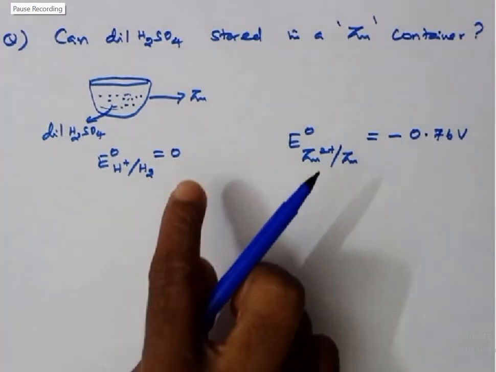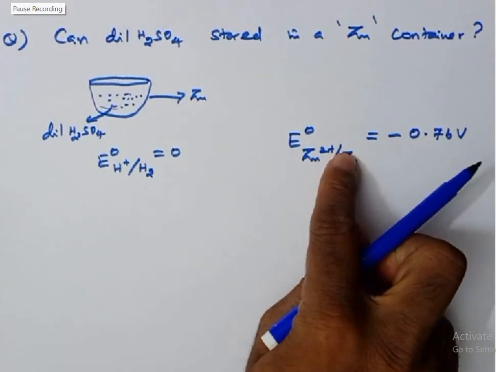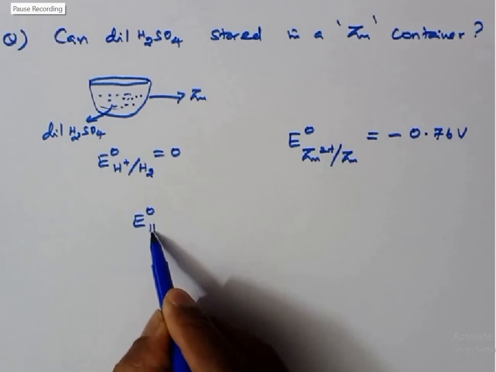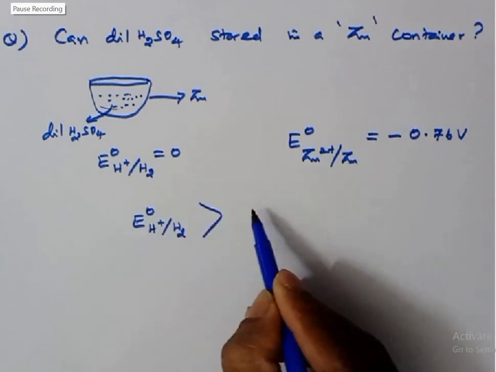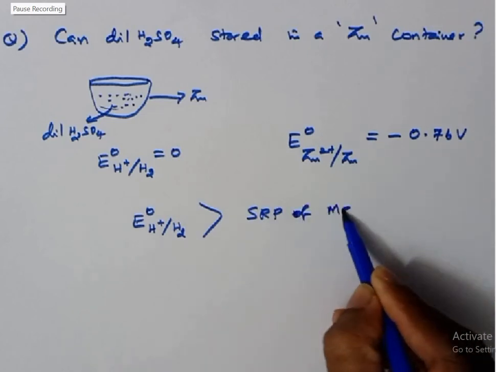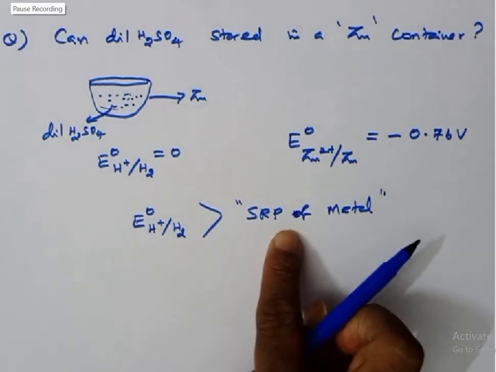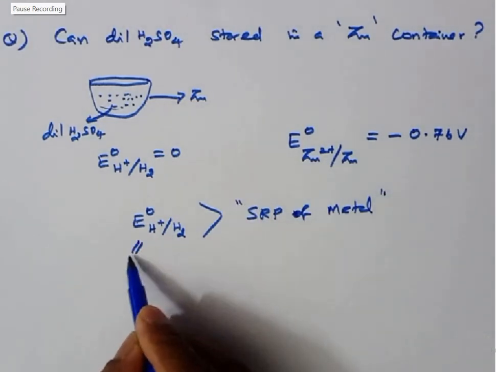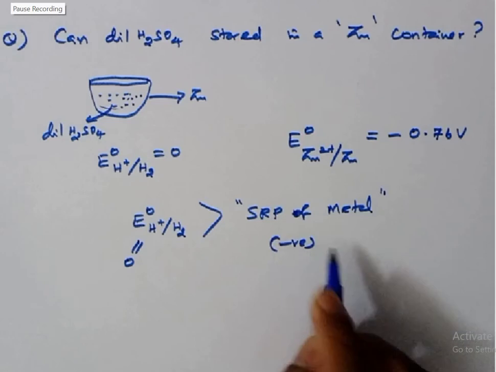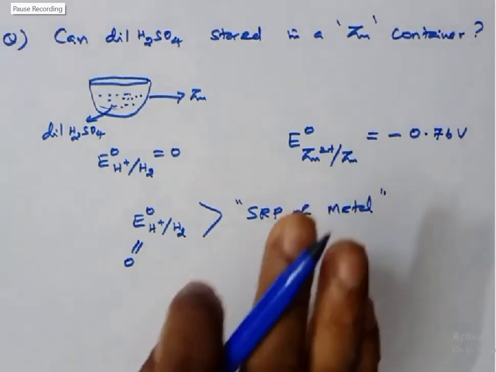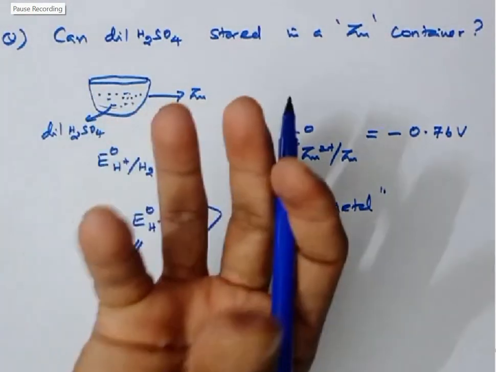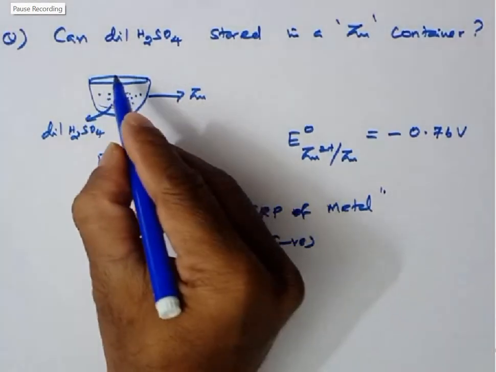Now students, in general I can say, if the SRP of the metal is less than that of H+ becoming H2, and the standard reduction potential value for hydrogen is 0, less than 0 means negative, correct? If the SRP value is negative, then you cannot store sulfuric acid in a vessel made up of that metal. So this is not a correct procedure.